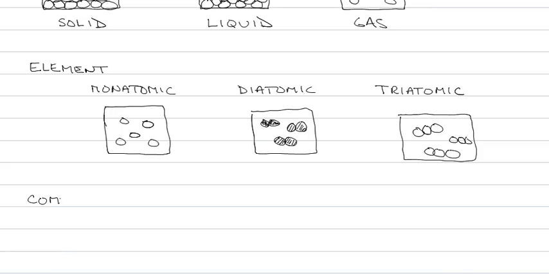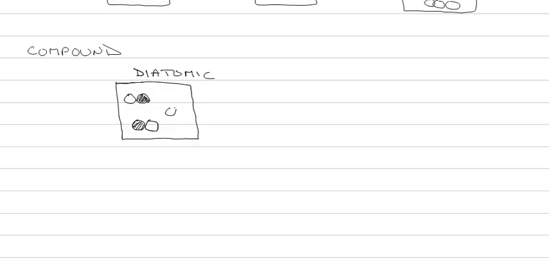We can have compounds. A compound has to have a different colored circle. Compounds can be diatomic, except it means 2 different elements. So one of them would be colored in or shaded in. A compound can be triatomic. Usually the one in the center would be the different color.